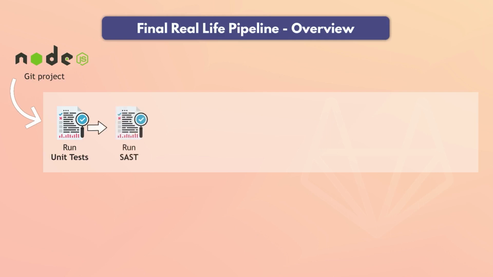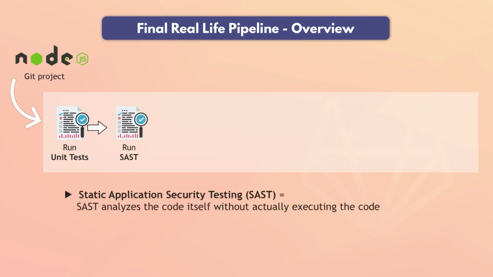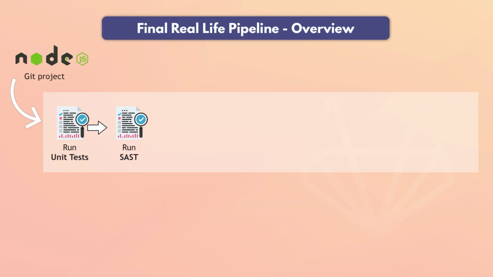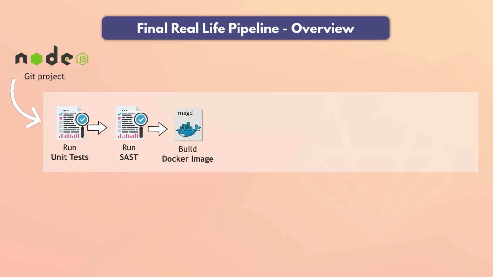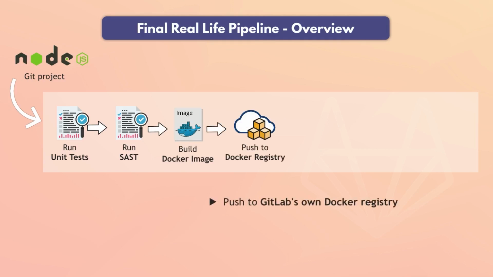We're also going to run what's called static application security testing, which is basically scanning our code for any security issues. And we're going to learn all about different types of testing and how to do that when we get to that point. We're also going to build a Docker image from our application using the Dockerfile we have here. We're going to push that image to a Docker registry that GitLab actually provides. So we have a built-in Docker registry in GitLab for each project. So we're going to use that.